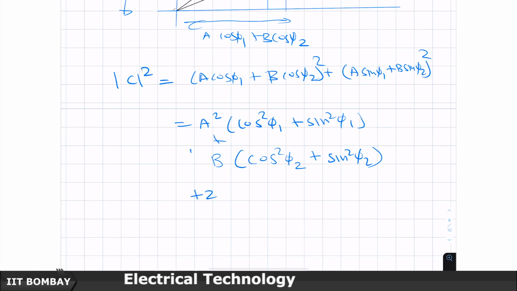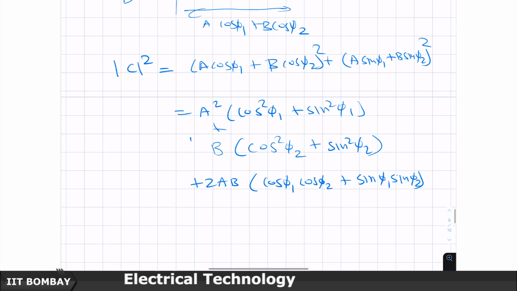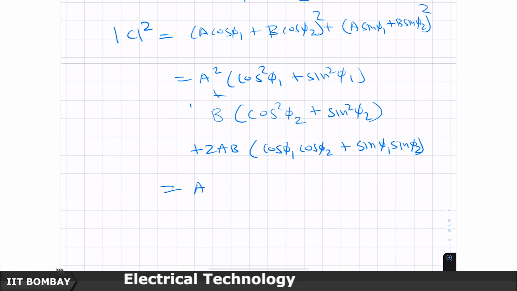So the third term will be 2AB cos phi 1 cos phi 2, and when I look at the 2AB term from here, it is going to be 2AB taken out as common, plus 2AB times sin phi 1 sin phi 2, which is the same as, now cos square theta plus sin square theta being 1, A square plus B square plus 2AB cos of phi 1 minus phi 2, which is mod of C square.